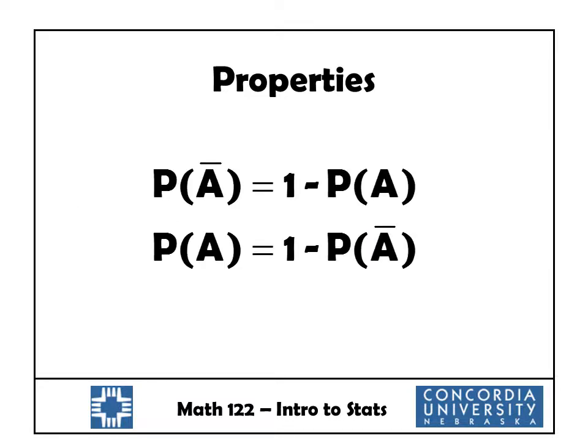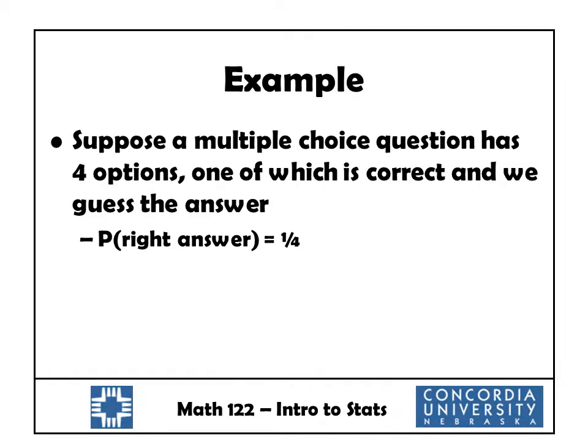Now here's a couple of equations that relate the probability of an event to the probability of its complement. The first one says the probability of the complement equals 1 minus the probability of the event. The second one is algebraically equivalent to the first one. It says the probability of the event is 1 minus the probability of the complement. Now the second one is useful because sometimes we want to calculate the probability of an event, but that's complicated. It may be easier to calculate the probability of the complement and then plug it into this second formula to get the probability of the event.